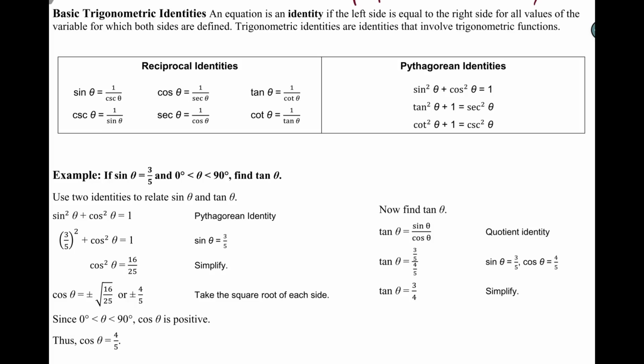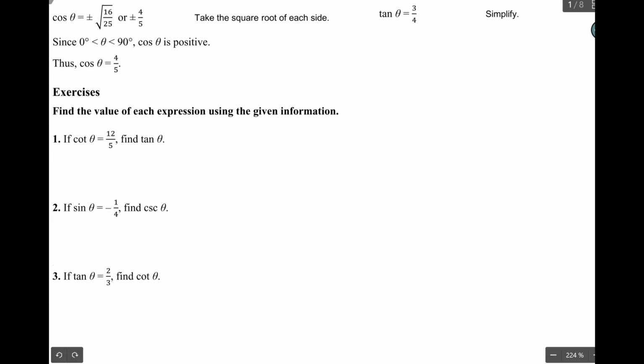Here's a screencast for the 5.1 section of the study guide. This top part is a paragraph that explains what an identity is. Then you have the reciprocal identities and the Pythagorean identities, which I've given you before. And here are two examples of how to solve these problems.